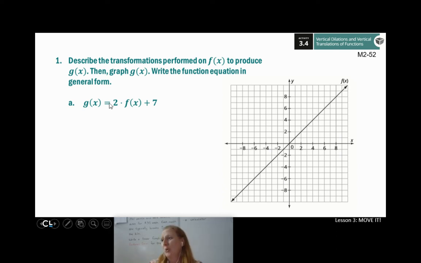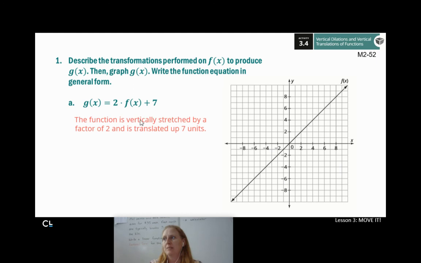Okay. So I notice we're multiplying by 2, so it's going to vertically stretch by a factor of 2. I also notice we're adding 7, so it's going to translate up 7 units. So we do need to make sure we mention both of these things. That 2 is going to stretch it. That 7 is going to push it up. And of course, if this is f of x equals x, then g of x is going to be 2x plus 7.